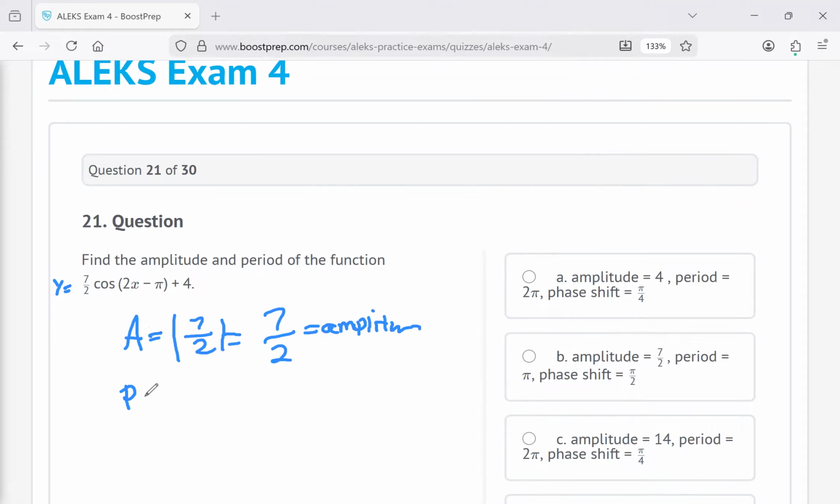The period for a sine or cosine is 2 pi over b. So what is my b value? The number in front of the x. So it's 2, so it's just pi. So my period is pi, and then my amplitude is 7/2. So which one is that going to be?